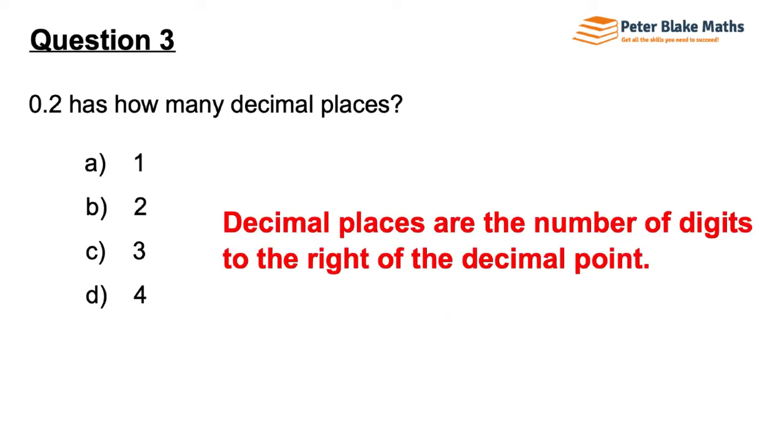The number of decimal places are the number of digits to the right of the decimal point. In this case, I think you can see there's only one digit to the right of the decimal point, so we'd say that 0.2 has one decimal place.